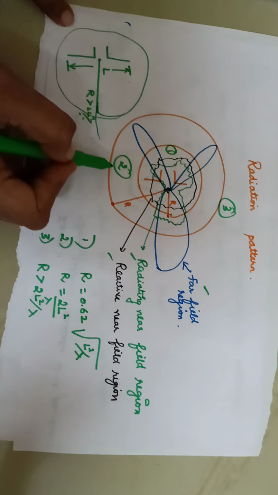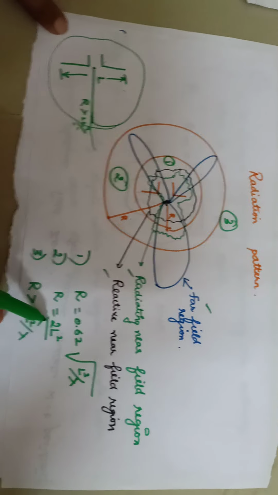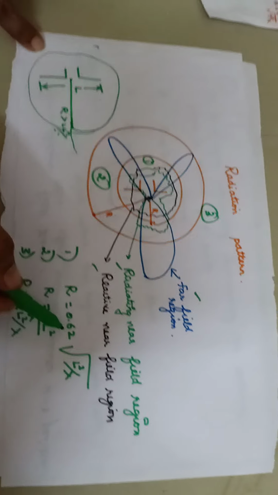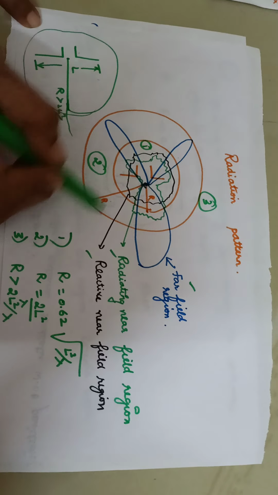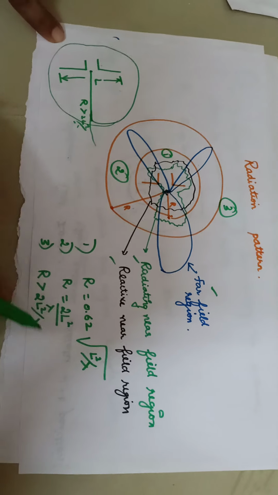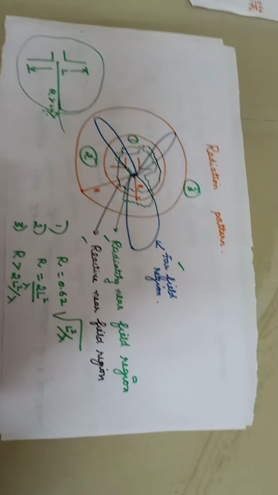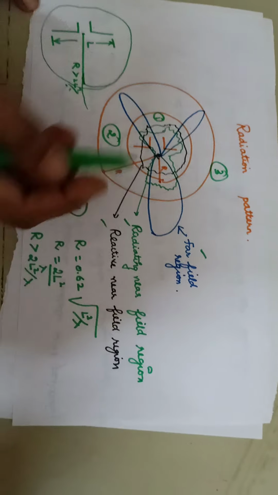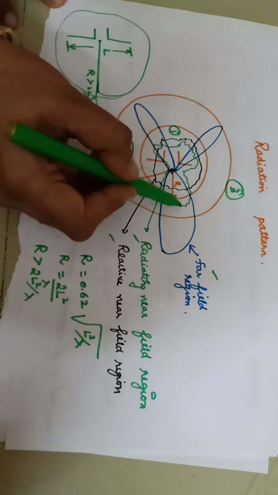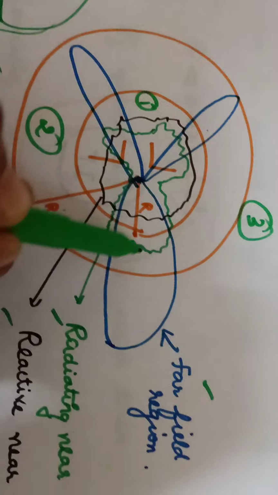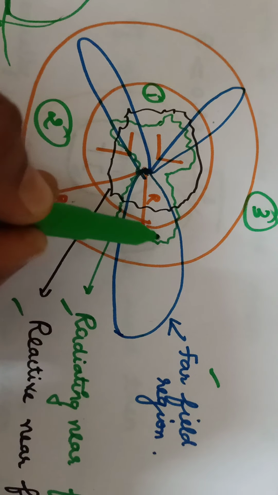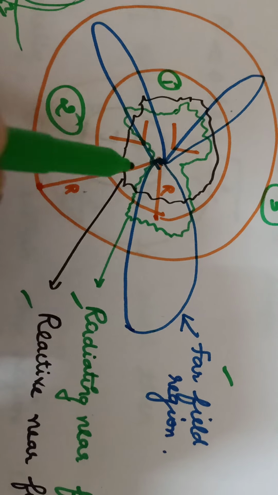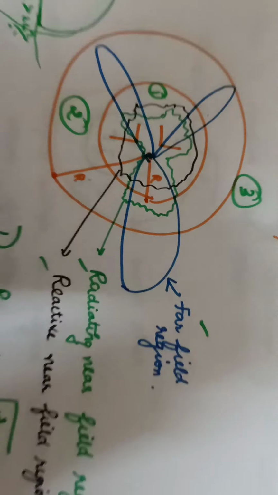Okay, so in the second region, what will be the R value? It is equal to 2L square by lambda and greater than 0.62 root of L cube by lambda. So in the second region, the radiation pattern obtained will be, see the green color radiation pattern. Actually, it is about to form a lobe like this green color, but it is not clearly understood, right? So this is how it looks in the second region.